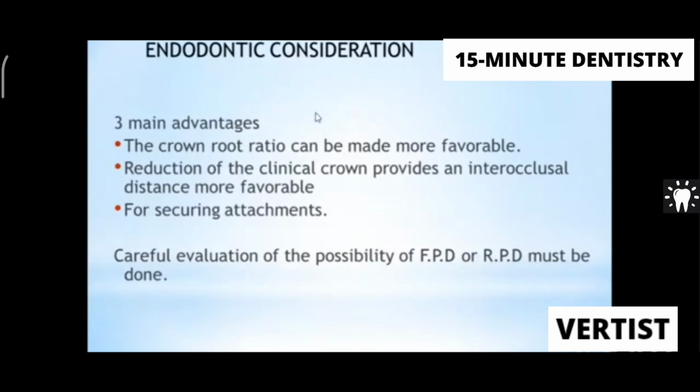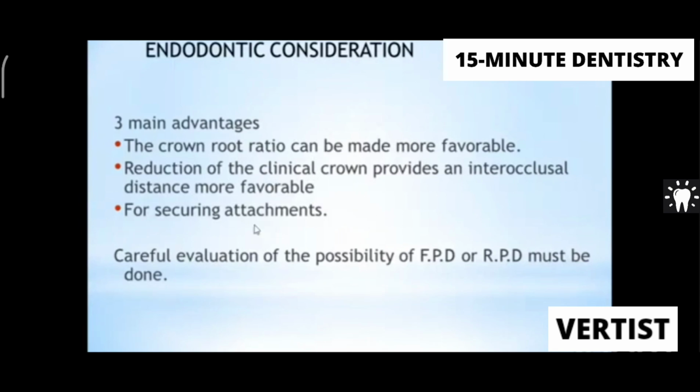Similarly, as I already discussed, the endodontic consideration is also very important. You have three main advantages of doing root canal treatment of the abutment. That is, you can change the crown root ratio in your favor, to make it more favorable. If you have not done the endodontic treatment, you cannot do that. Reduction of the clinical crown also provides interocclusal distance. So if you can reduce it more, you will get more interocclusal distance and it will become more favorable for securing the attachments.